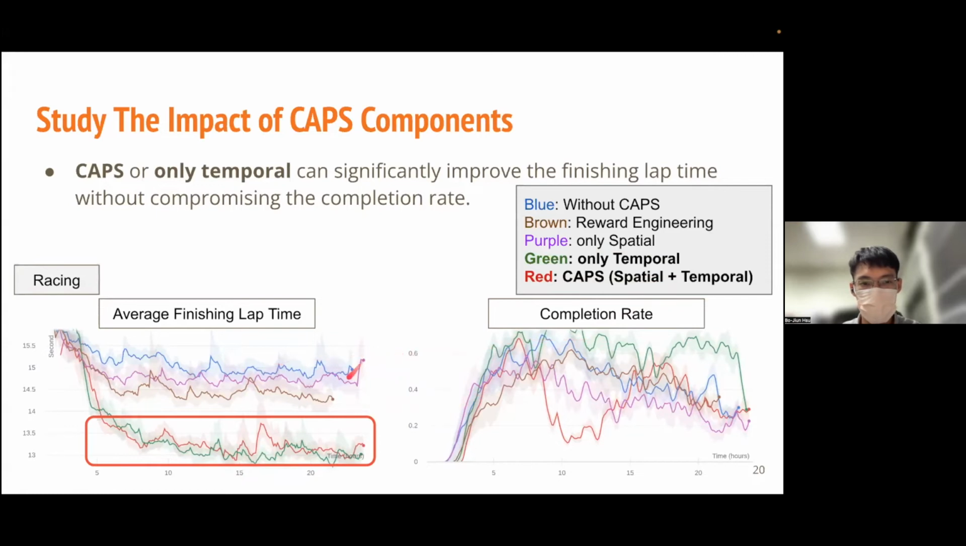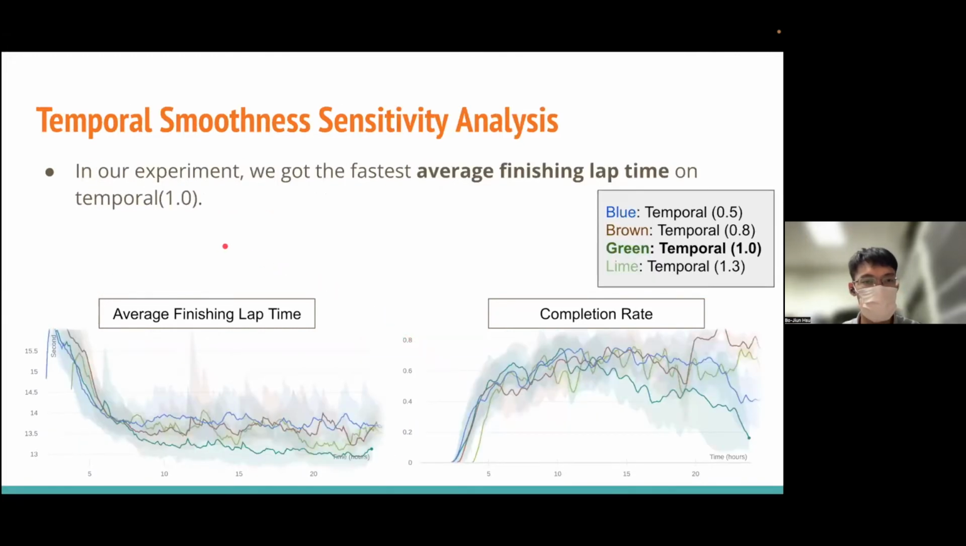Therefore, the temporal smoothness is more important than spatial smoothness in image-based CAPS. We can also see that using CAPS or only temporal smoothness is about 2 seconds faster than before. Since we believe the temporal smoothness is important, we did experiments to test its sensitivity. We tried different values of the regularization weight of the temporal smoothness term. We got the fastest average finish lap time at temporal 1.0. So we use 1.0 for the other experiments.